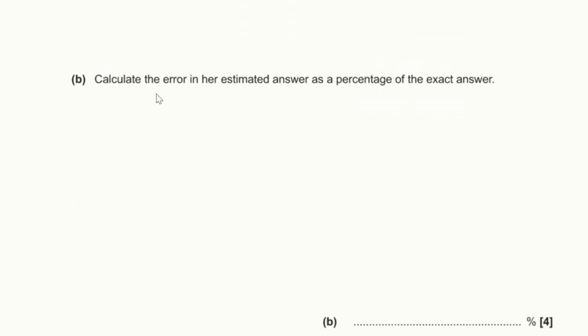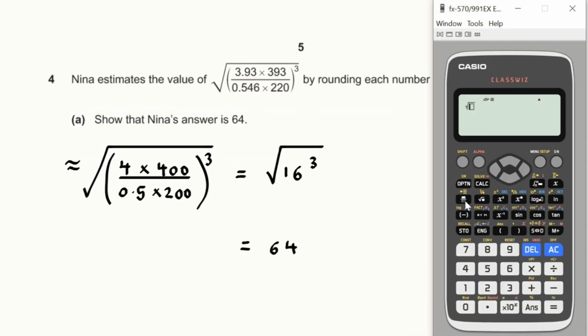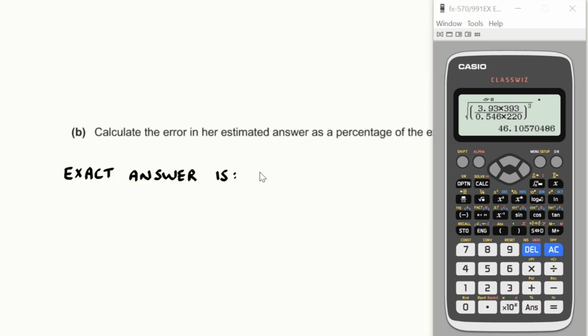Now for part B, we have to calculate the error in her estimated answer as a percentage of the exact answer. If I work out the exact answer, I've got the square root of 3.93 times 393 over 0.546 times 220 cubed. So the exact answer is 46.10570486.